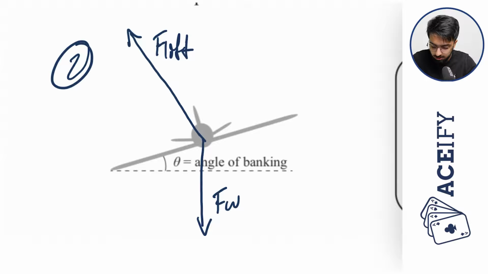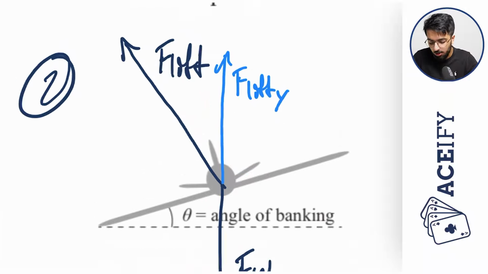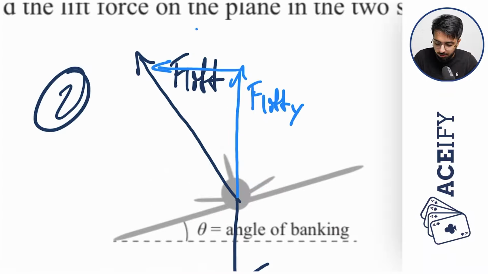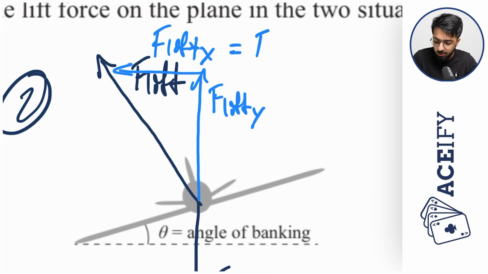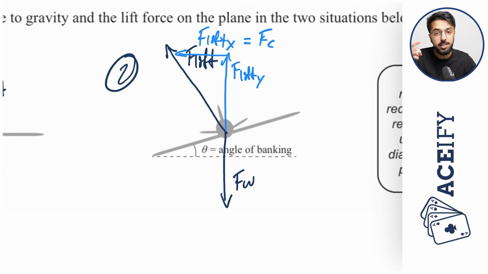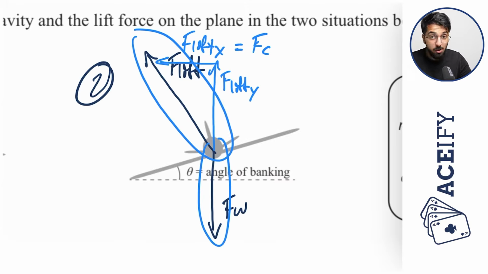The reason for that is because the vertical component of our lift force, so we can call this F lift Y, the component of our lift force in the vertical direction, must be equal to our weight force. And the horizontal component of our lift force, F lift X, is what provides our centripetal force that will allow the plane to go in a circle. Because the vertical component of the lift force must be equal to the weight force, but the lift force is also providing an FC, the vector of our lift force must be greater than our weight force, okay?